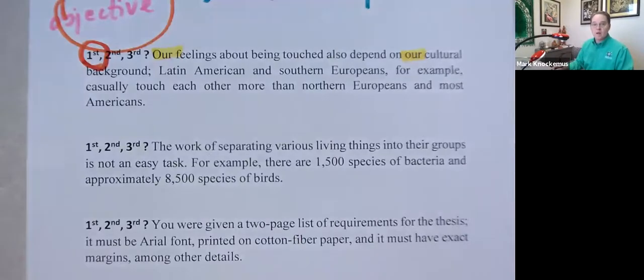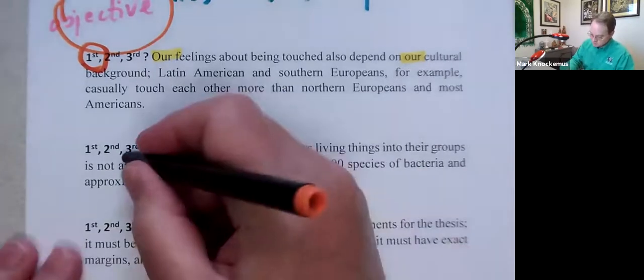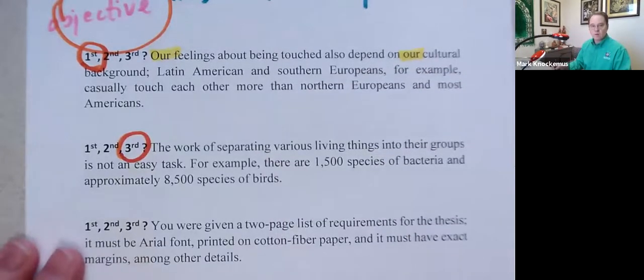Another example. The work of separating various living things into their groups is not an easy task. For example, there are 1,500 species of bacteria and approximately 8,500 species of birds. If we look in here, the writer is not including him or herself. This is not a set of instructions. The writer's not talking to us. What is this? Third person.